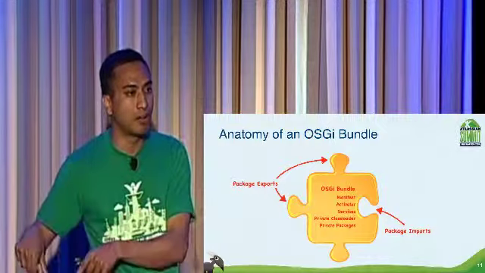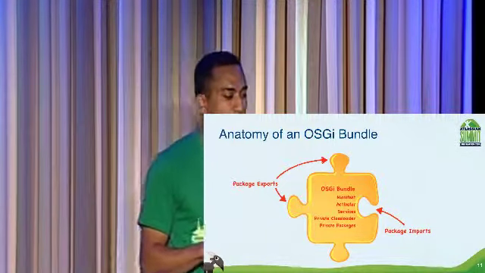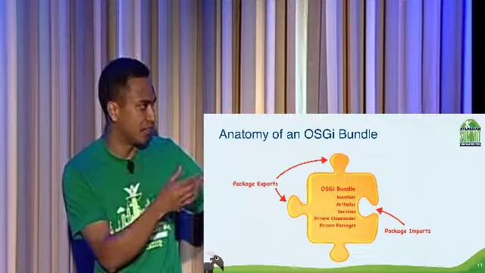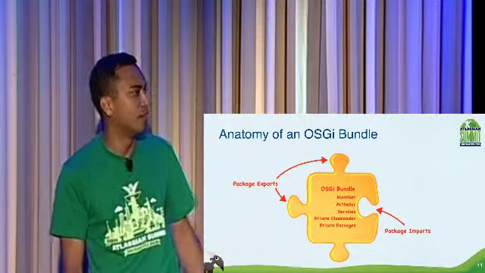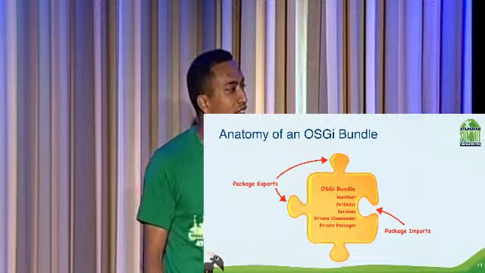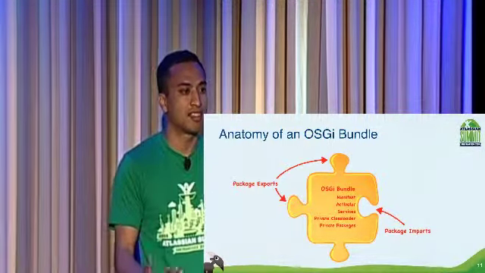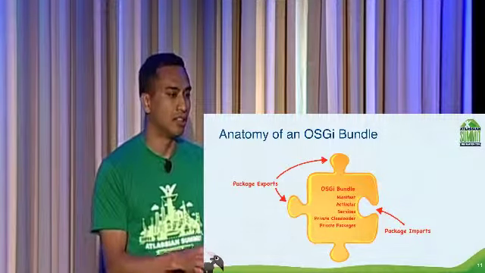Now, if you want to interact with another bundle, the way that you do that is through package imports and exports, which I've depicted on this puzzle piece by these sort of negative and positive components of the puzzle. I don't know how else you would describe that. Basically, you can define a dependency by saying, I require this other package, and then another bundle that exports that package will be able to provide it to you.